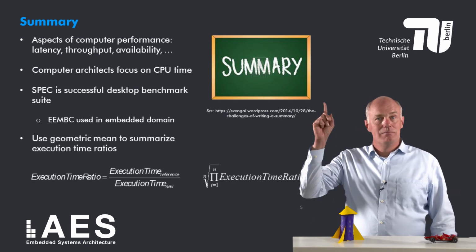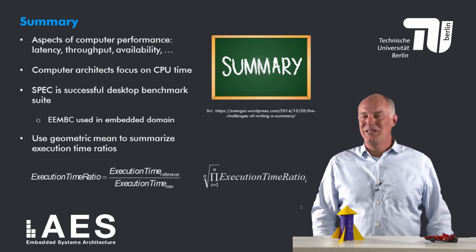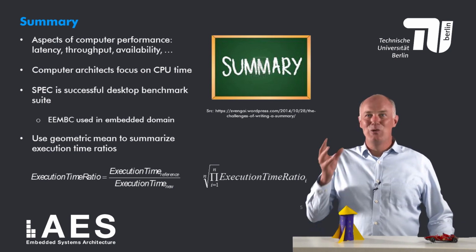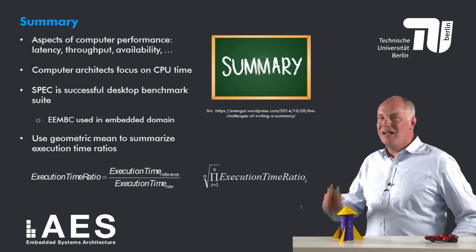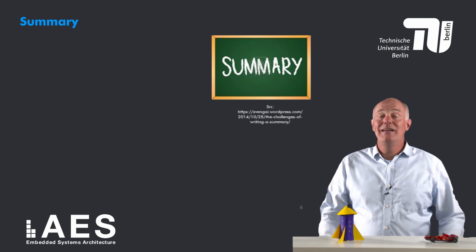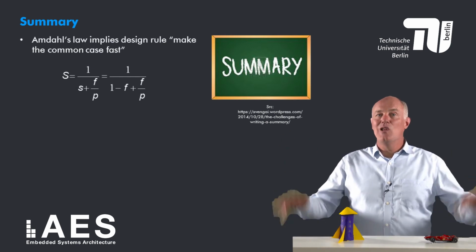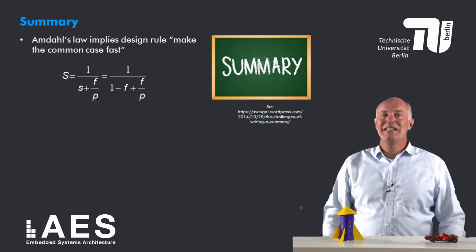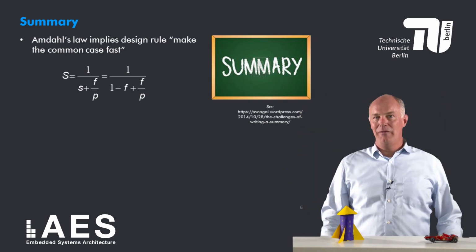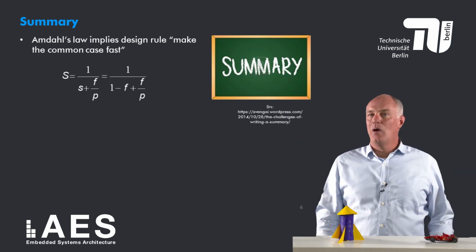Fourth, you shall not use the arithmetic mean to average the normalized execution time, because it can lead to different results depending on the reference machine. Use the geometric mean instead, which is summarized here for your convenience. I continue with the summary of these lessons on performance. Fifth, Amdahl's law, which is given by this equation here, is an important equation in computer architecture, perhaps even the only law we have. Amdahl's law directly implies the design rule: make the common case fast.